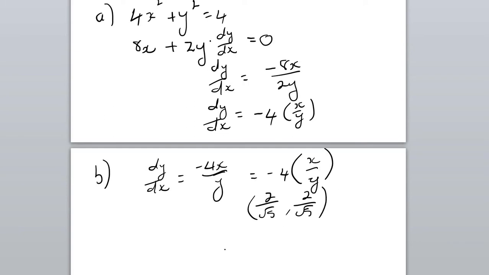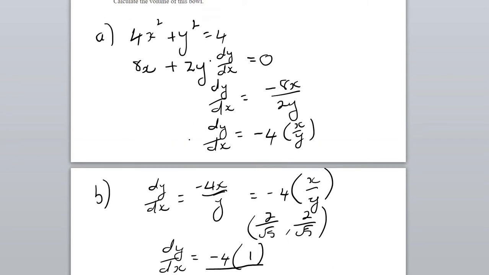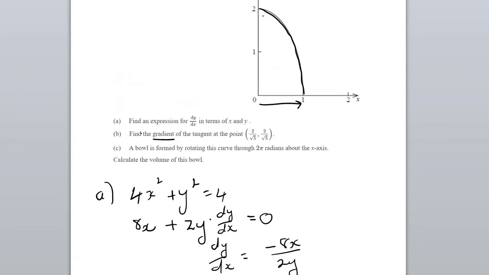Now, very interesting, if I want to find the gradient of my tangent at this given point, I notice that it is negative 4, and then in brackets my x value, 2 over root 5, divided by my y value, 2 over root 5, which gives me 1. So my gradient of my tangent is negative 4. And this is the answer for part B.